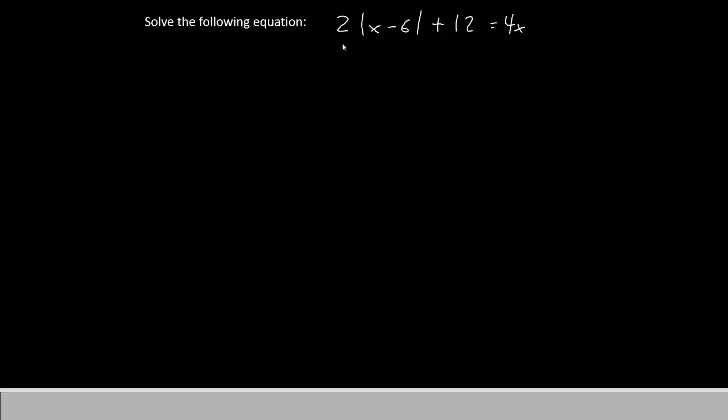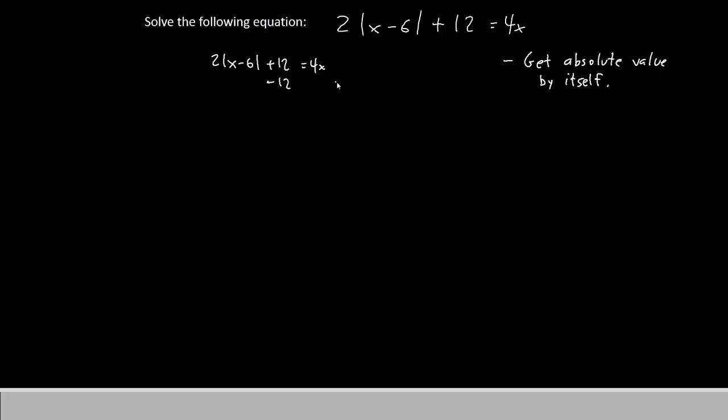The equation we're meant to solve this time is 2 times absolute value of x minus 6 plus 12 equals 4x. Just like the square root problem, our first step is going to be to get the absolute value by itself. So that 12's got to move, and that 2's got to move. Seeing as how the 2 is attached to the absolute value, let's leave that alone for now and start by moving the 12 over.